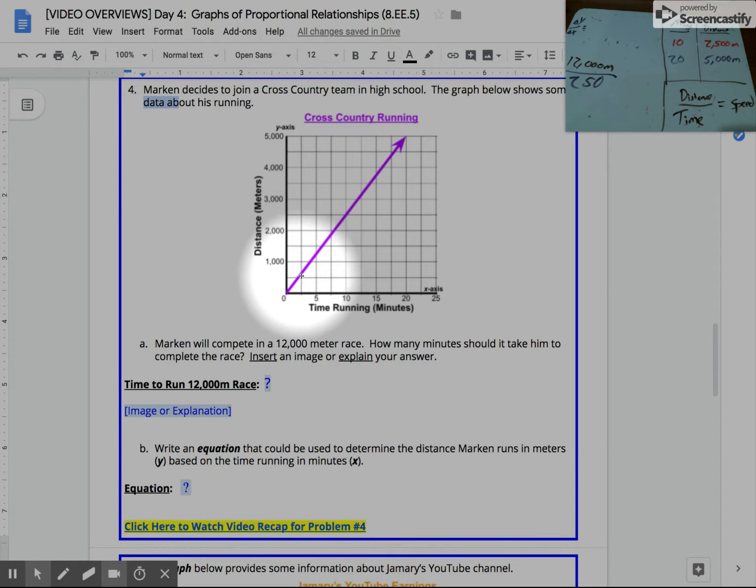We see it's a straight line that starts at the origin, so we know his running speed is staying constant if we see this straight line.